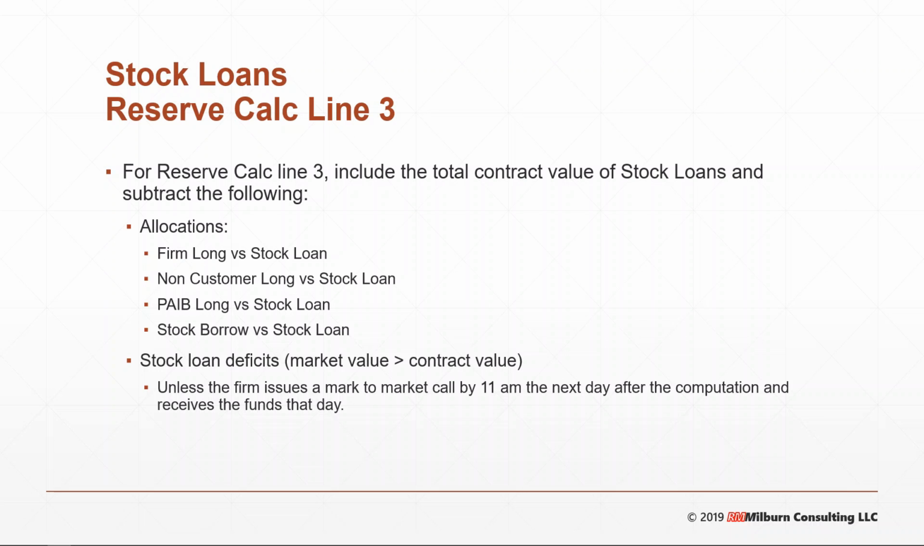So on reserve calc line 3 is stock loans, and so what's going to be included? That'll be the total contract value of all the stock loans the firm has outstanding, less these allocations. Also, you're going to have to subtract off any stock loan deficits, which is the market value greater than the contract value, unless the firm is doing a daily mark-to-market and falls within the rules.